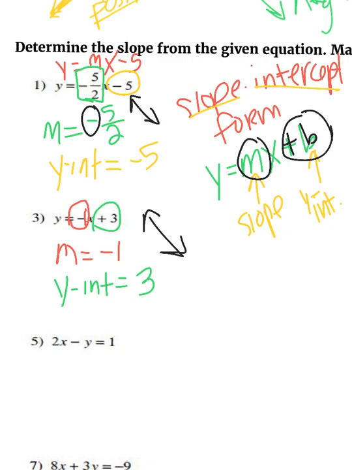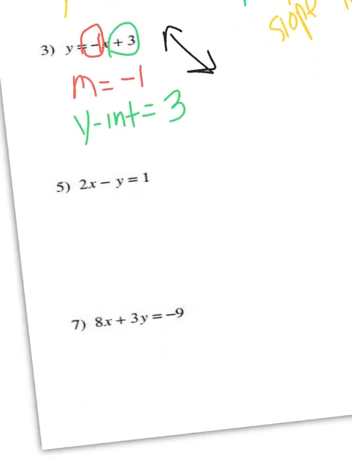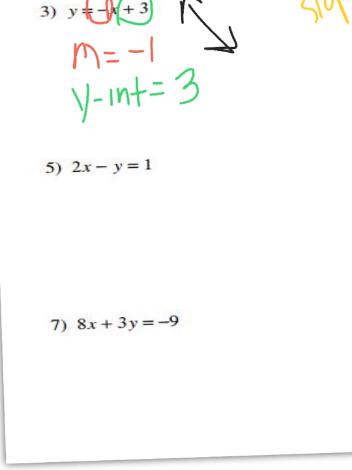Okay, let's look at these last 2, and then I'm going to have you try the other 4 on your own. On number 5, you should notice right off the bat that this is not in slope-intercept form. Remember that we want it to be in y equals mx plus b form. Well, it's not, so we have to use the skills we just learned with solving literal equations. We have to solve this for y, and the way we can do that is to get rid of this 2x, so we can subtract 2x on both sides.